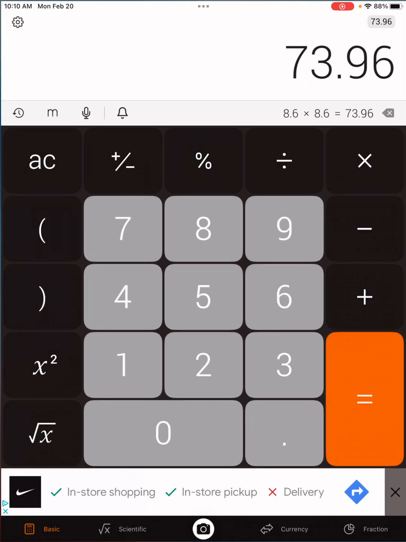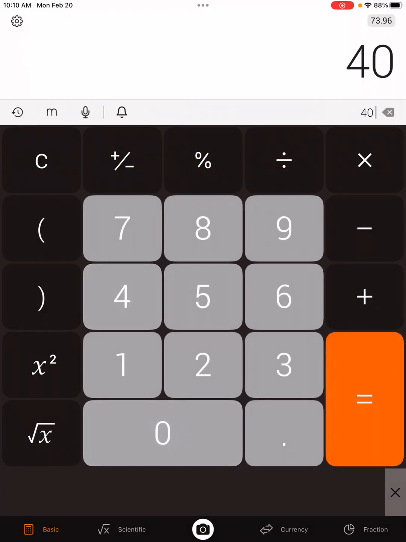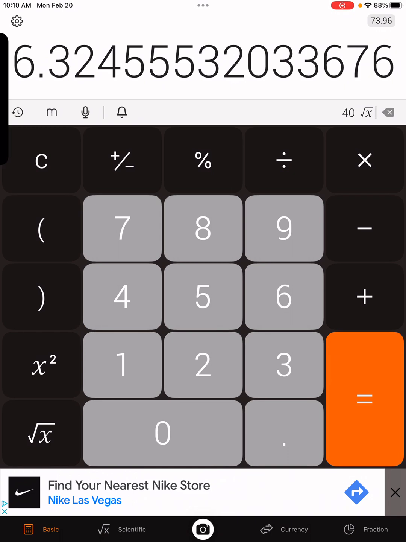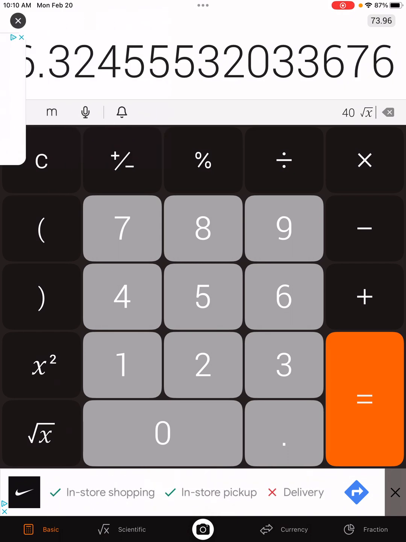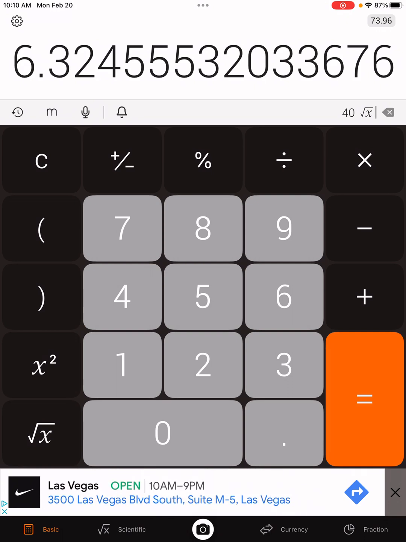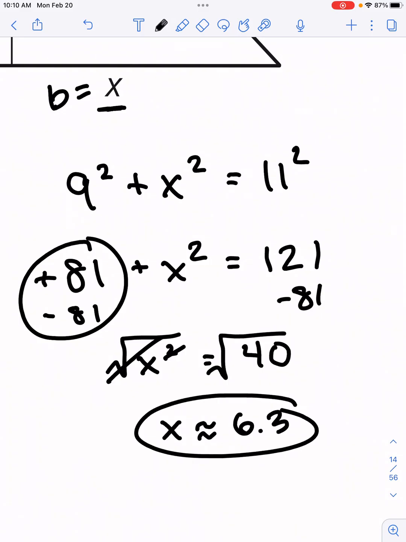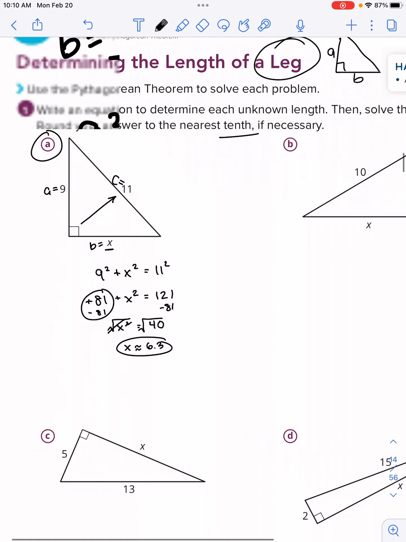So let's plug this into our calculator. Square root of 40. To round to the nearest tenths place, we would look at 6.3. We look at the 2 in the hundredths place to tell us how to round. Since it's smaller than 5, that tells us to stay. So it's going to be 6.3 as our final answer. We didn't worry about units at all, so we don't know if this is feet, inches, or centimeters. So we're just going to keep that.